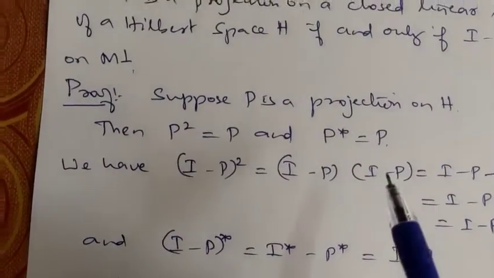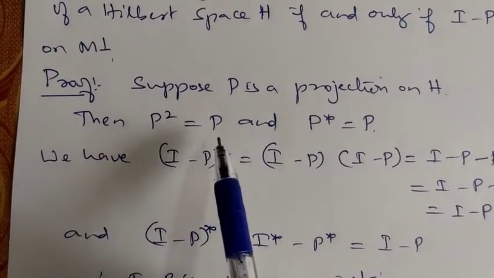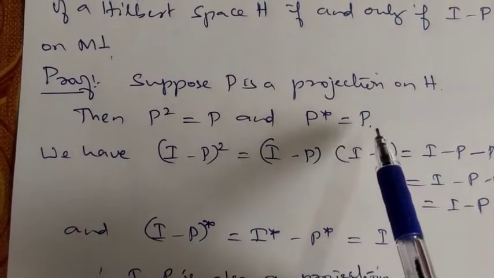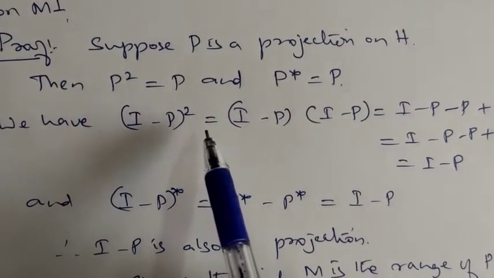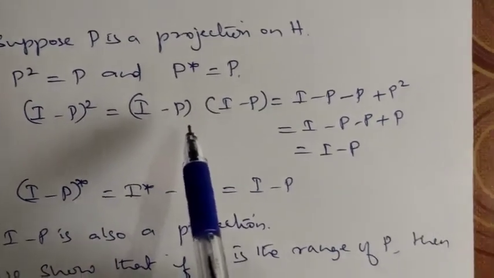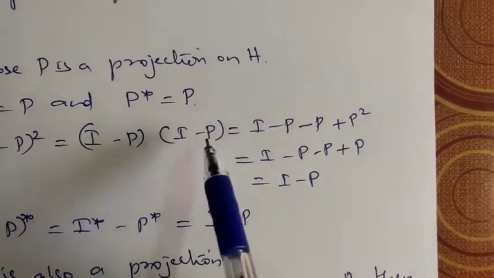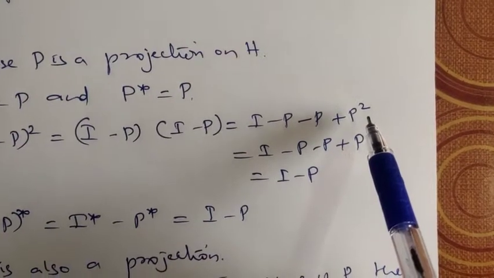P is a projection on H. P is a projection on H means what? P square is the same as P, which means P is idempotent, and P star is equal to P. Now consider (I minus P) whole square. (I minus P) whole square is (I minus P) into (I minus P), that's equal to I minus P minus P plus P square. The P square means P itself, because P is idempotent.